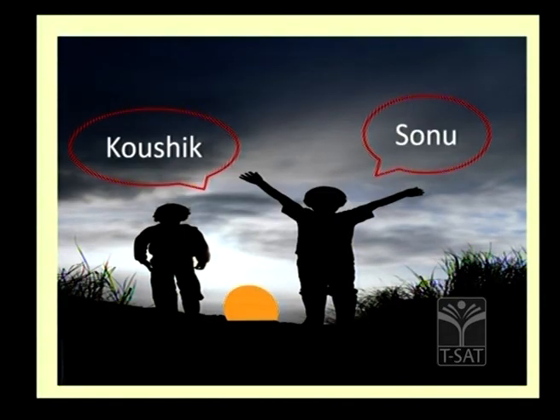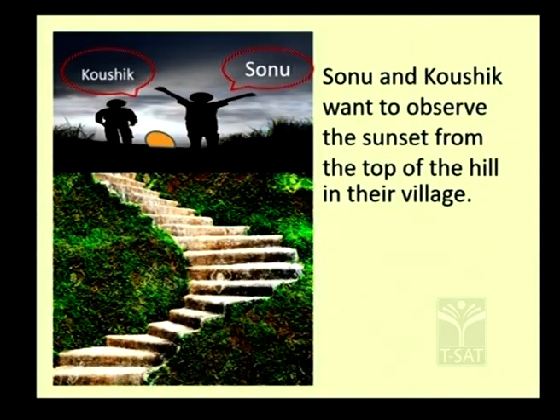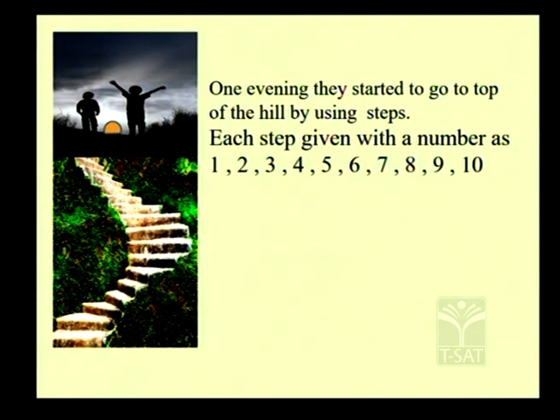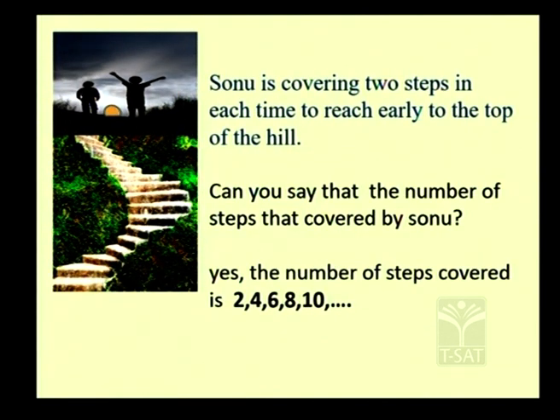Kaushik and Sonu are two brothers. Sonu and Kaushik want to observe the sunset from the top of the hill in their village. The sunset is very, very beautiful, you know. One evening they started to go to the top of the hill by using steps. Each step is given a number as 1, 2, 3, 4, 5, 6, 7, 8, 9, 10 and so on. So, Sonu is covering 2 steps each time to reach early to the top of the hill.